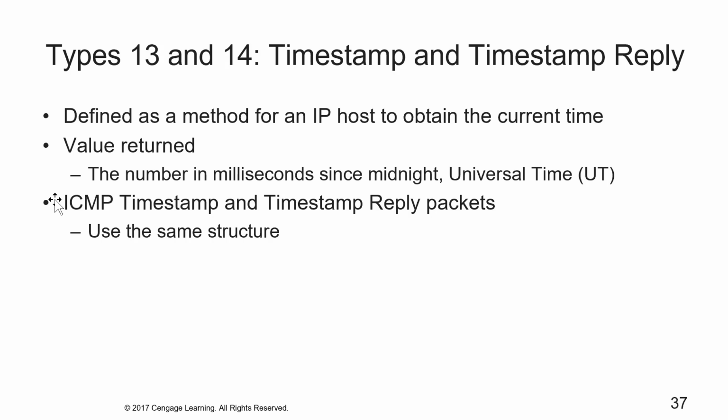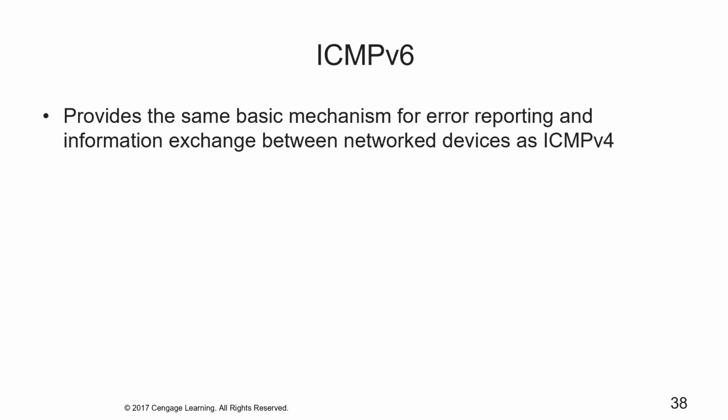We talked about timestamp and timestamp reply, types 13 and 14. They're defined as methods for IP hosts to obtain the current time. We talked about how on large networks it doesn't really work that well. The value returned is the number of milliseconds since midnight in universal time, so UTC. And ICMP timestamp and timestamp reply use the same structure.